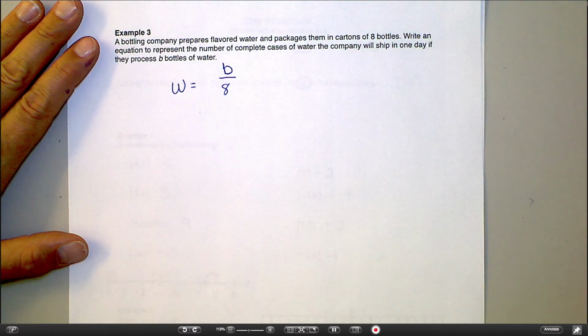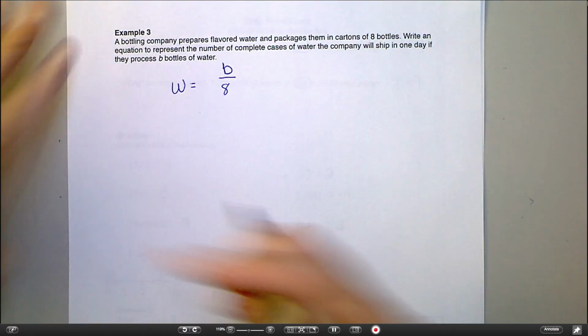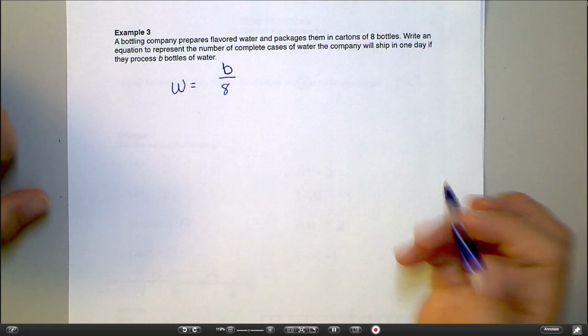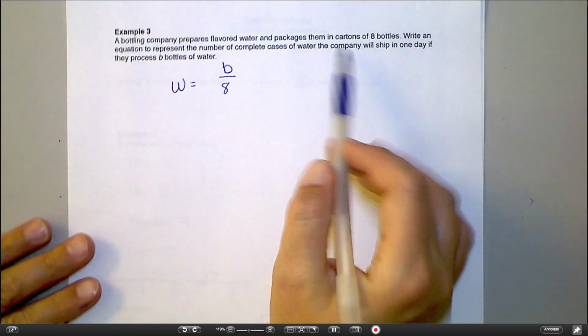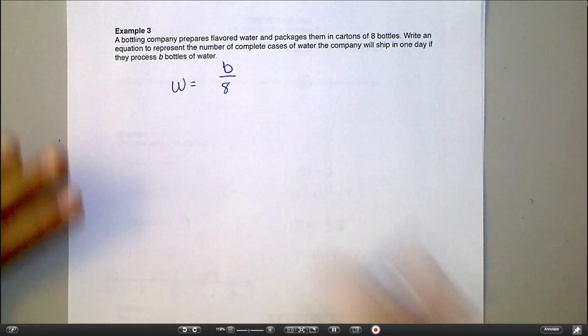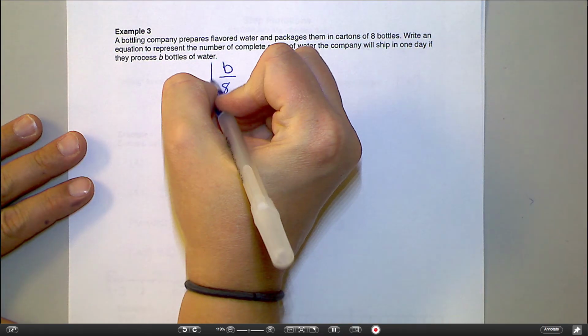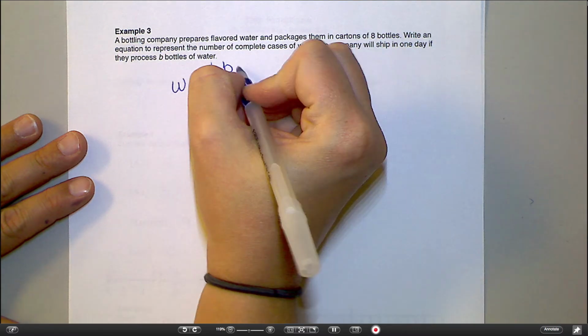But then if I have extras, if I have leftovers, I can't make a complete case out of those leftovers, and so I can't package those up. I'm not going to send out a case that isn't complete, right? I'm not going to send out a case that has less than 8 bottles. So I'm going to kind of just set those bottles aside, and my number of complete cases would be this number rounded down.